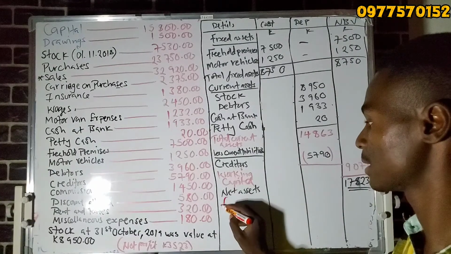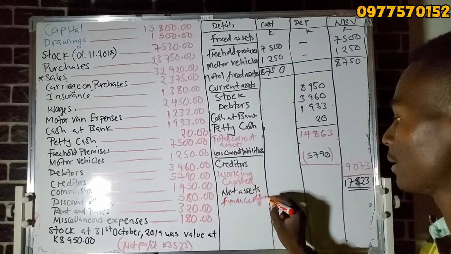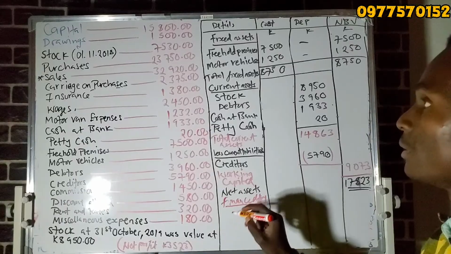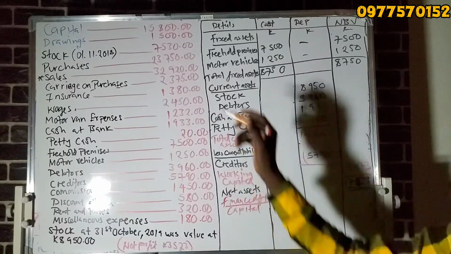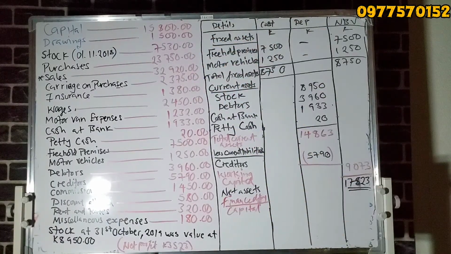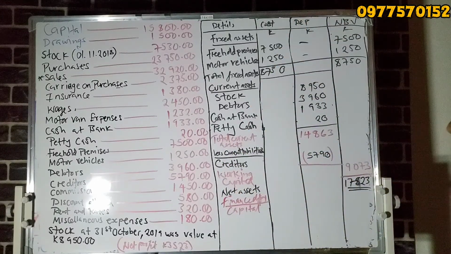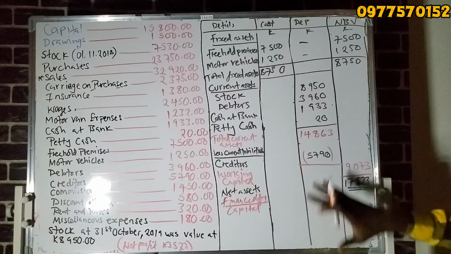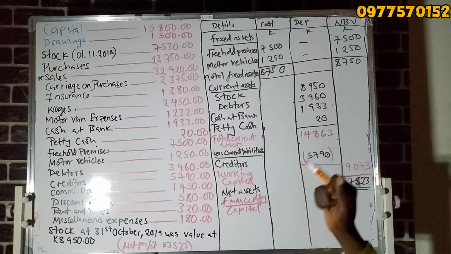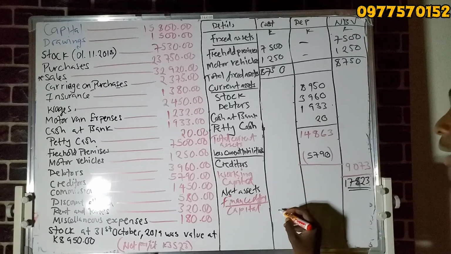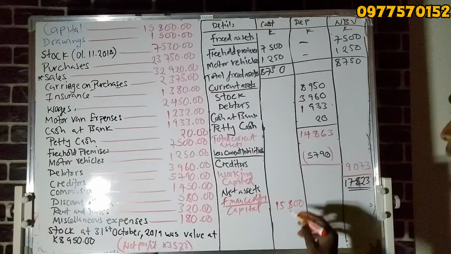This business is financed by capital. So I'm going to write capital here. Capital, how much? Look at the top, the first item there. Just because it's the first item doesn't mean that it's the first to be entered in this income statement or the balance sheet. You should know where each item goes. Capital comes here under financed by, which is 15,800.